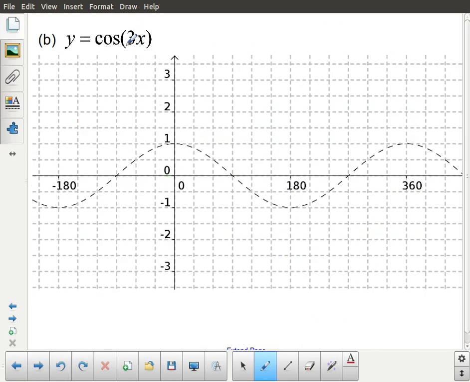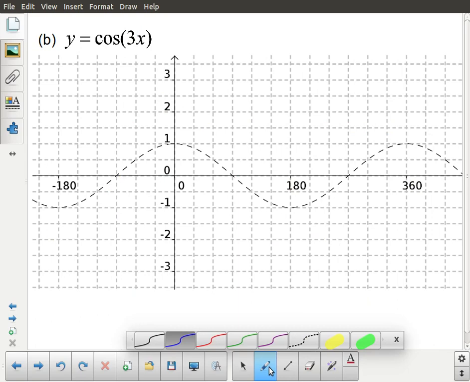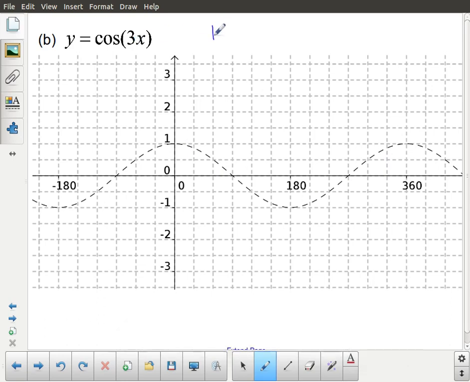Okay, how about this one, the cosine of 3x? So I've got a parent function of cosine already provided. In this case, I have a k value. I have a k value equal to 3. A k value of 3, that's a horizontal transformation, but this is a horizontal compression. So this one is a horizontal compression by a factor of 3. And the way to think about that is any point (x, y).